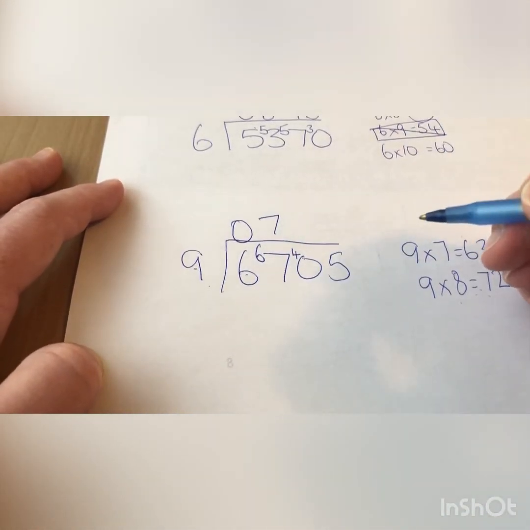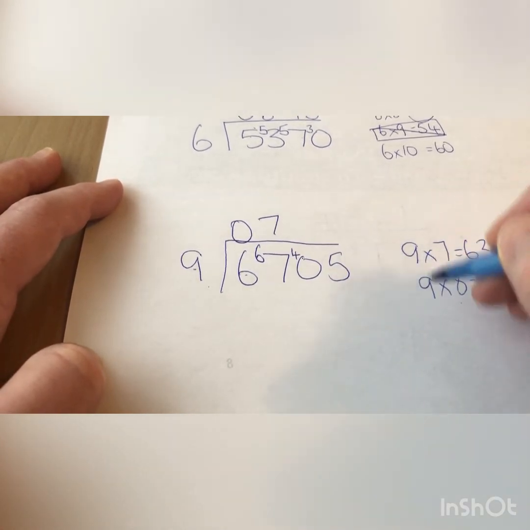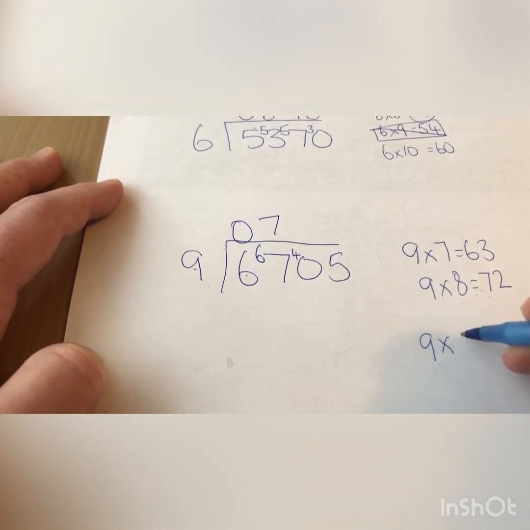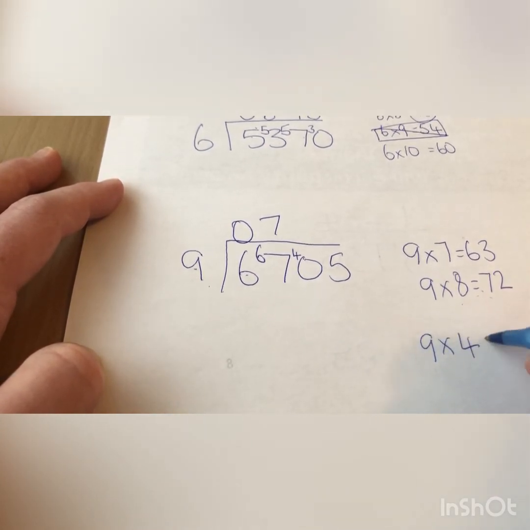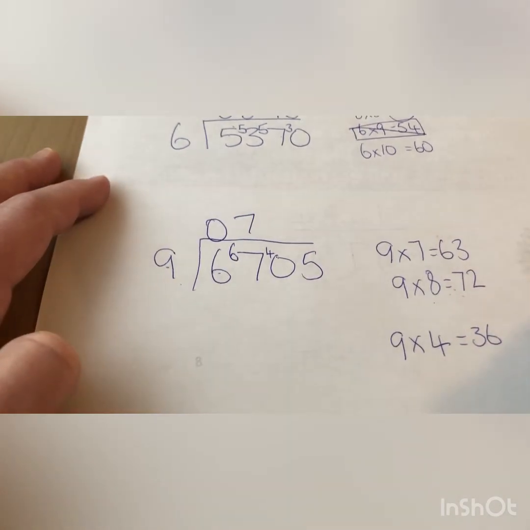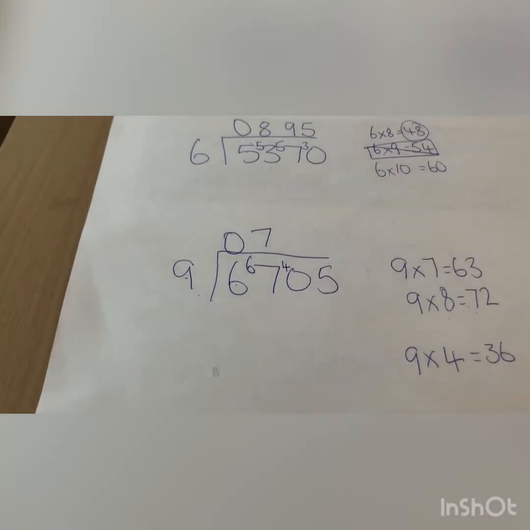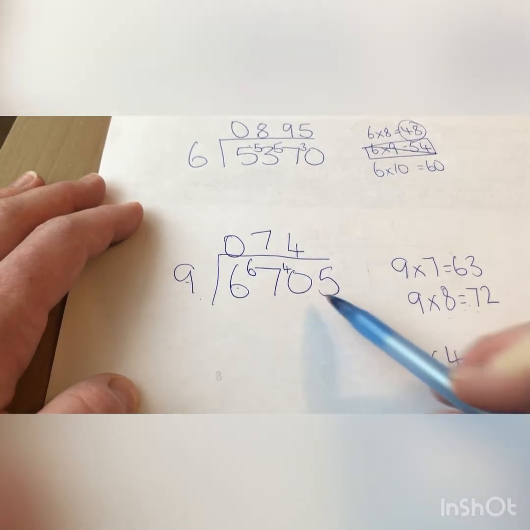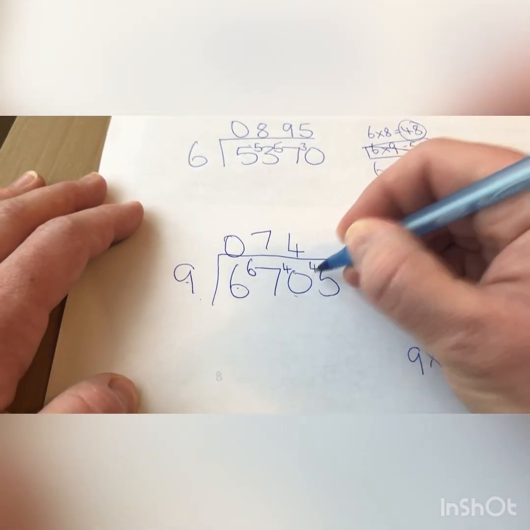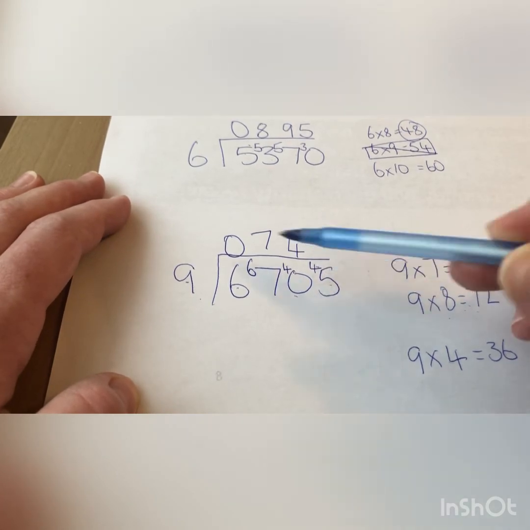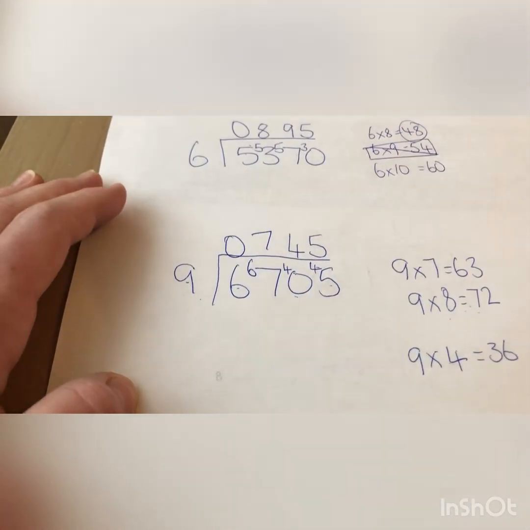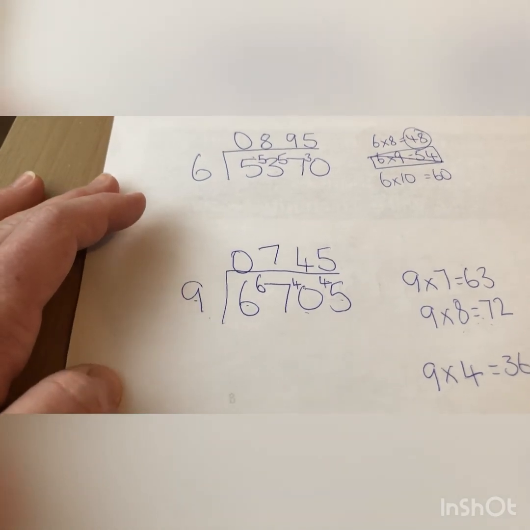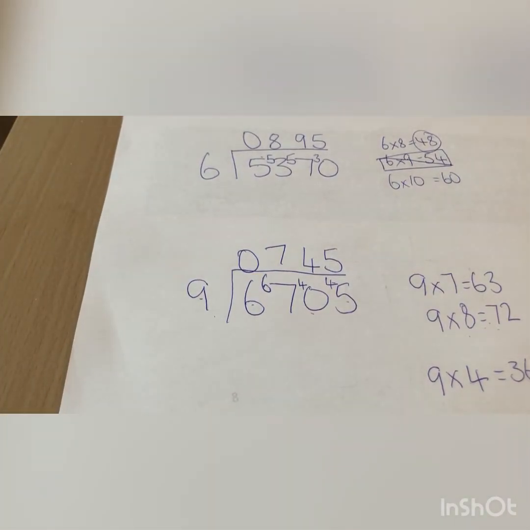40 divided by 9. Okay, well I know 9 times 5 is 45, so that's too large. But 9 times 4 is 36. What's the difference between 36 and 40? So I have 4 left over. 45 divided by 9 fits nice and evenly without any remainders 5 times. So my final answer is 745.